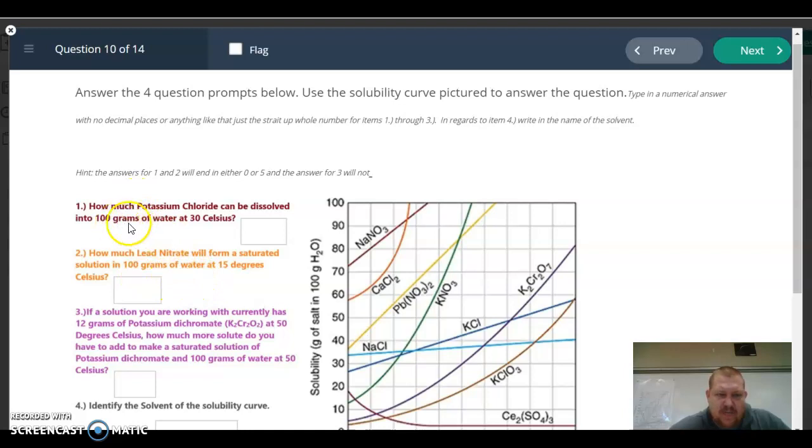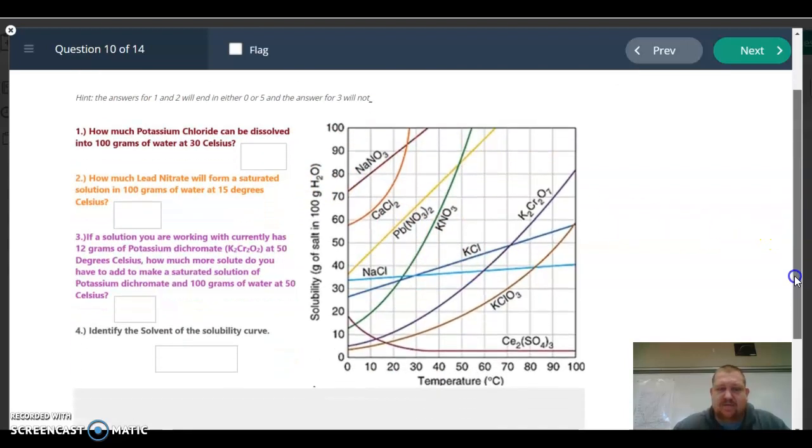All you're going to do is see this 100 grams of water. All that means is that the solvent is 100 grams of water. So you're looking at 30 degrees Celsius for potassium chloride. Again, you may not know what potassium chloride looks like, but you know the symbol for potassium is K. What is the symbol for chlorine? That helps you identify which line you're using. So you do that for 1 and 2.